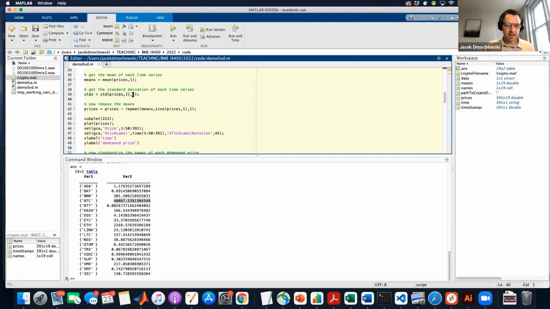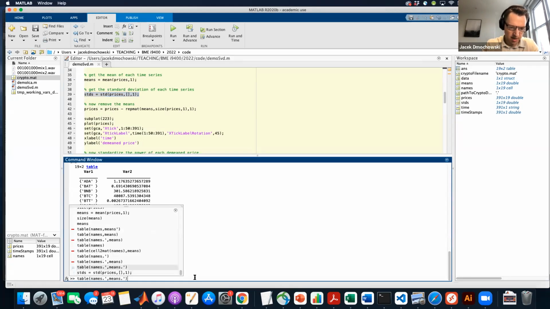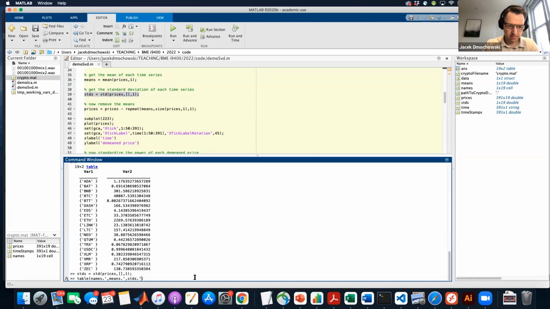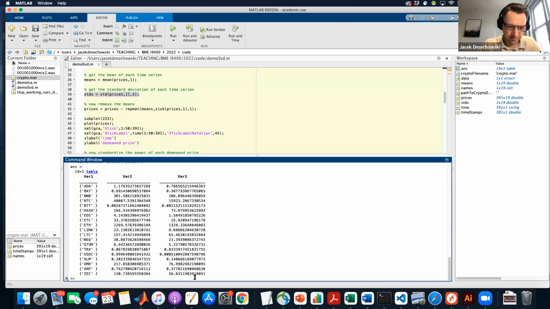And so this tells MATLAB that I want to compute the standard deviation along the first dimension, being time. And I'm going to do the same thing here, I'm going to do a table. So now I see, and there often is a correlation between the mean and standard deviation. So generally, the larger the mean, the larger the standard deviation, because if your values are larger, the fluctuations are often going to be higher as well.